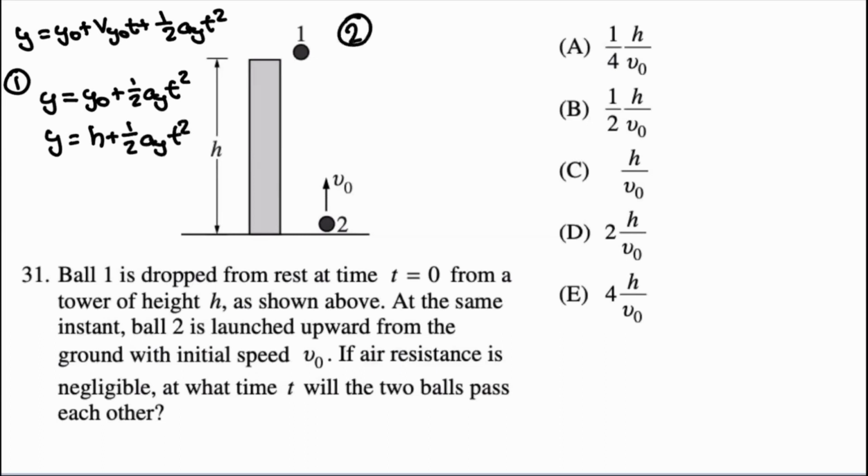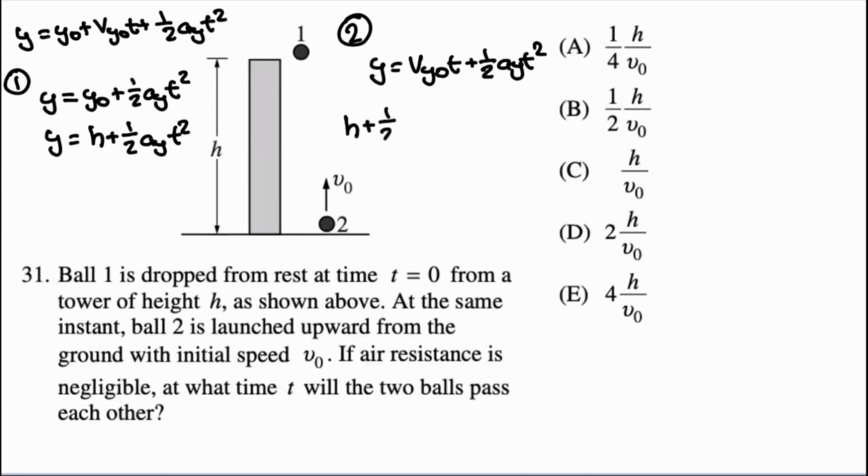Now for ball 2. Its initial height is 0, so that isn't going to play a factor. The equation that governs this one is just v y naught t plus 1/2 a y t squared, and we can't really do much with that. We want to know at what time t the two balls pass each other, meaning that the value of y for both of them is the same. So we can set the two equations equal to each other.